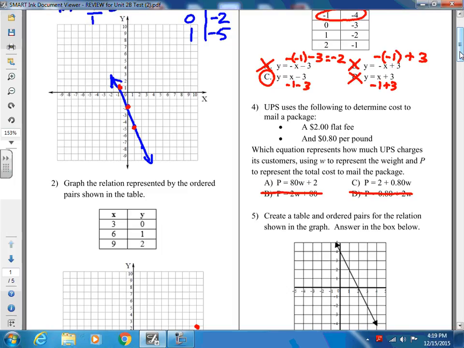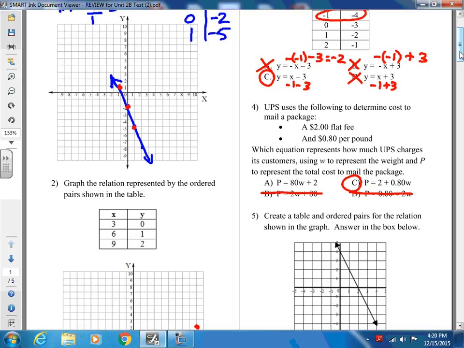So then we need to decide, are we adding 0.80 times W or are we adding 80 times W? Well, because it's 80 cents per pound, it's written 0.80 times W. So C is the correct one. Letter A would be $80 per pound, which would be unheard of.